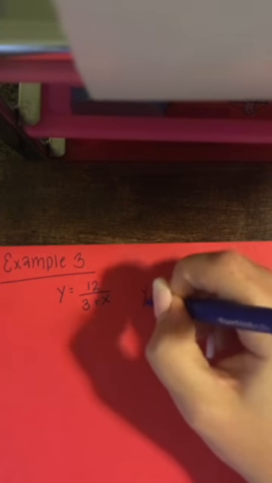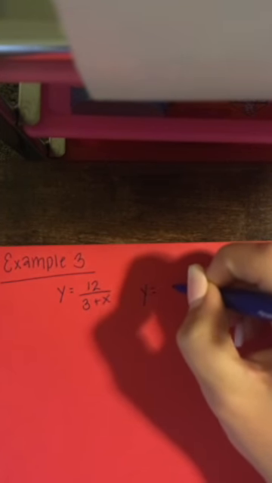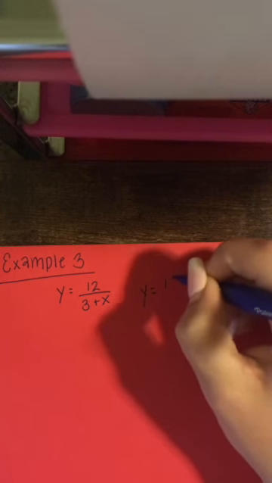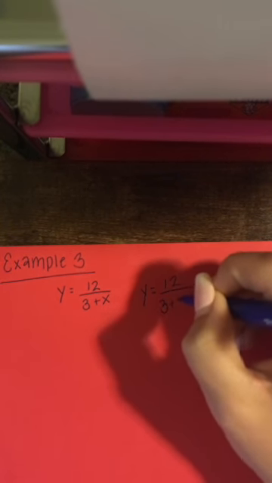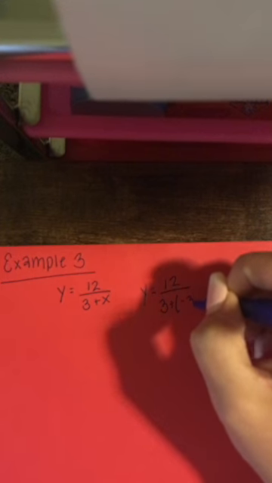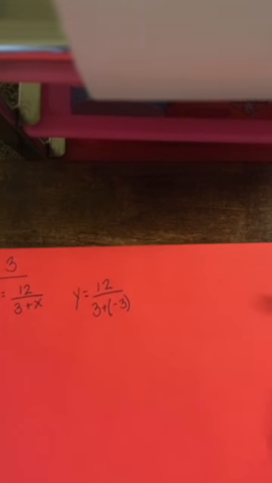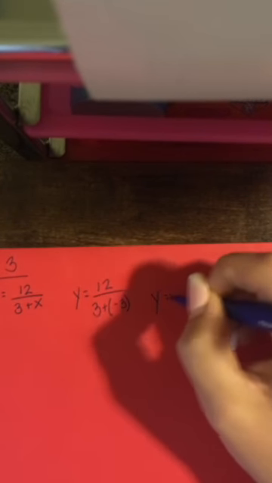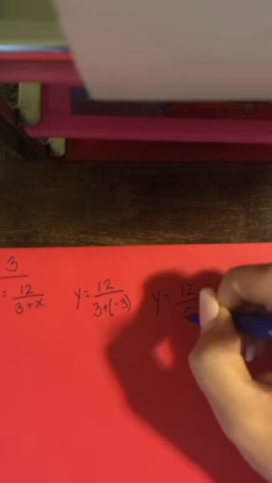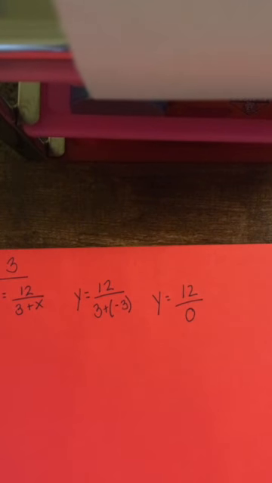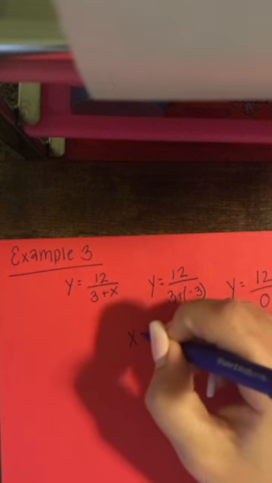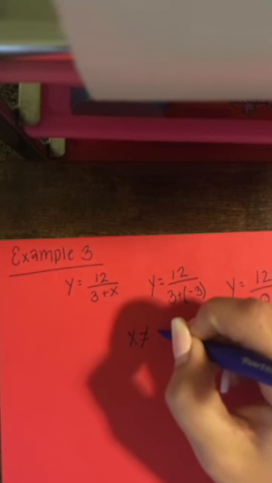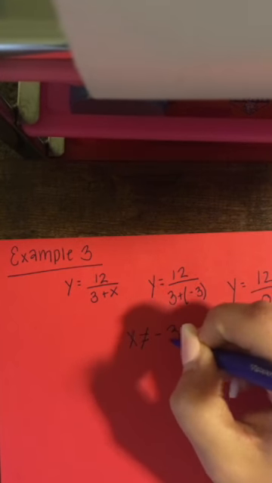So we have our equation. We will replace x with negative 3. So 3 plus negative 3. And then once we solve this, we get 12 divided by 0. So we know that this is not permitted, so our answer could be written as x cannot equal negative 3.